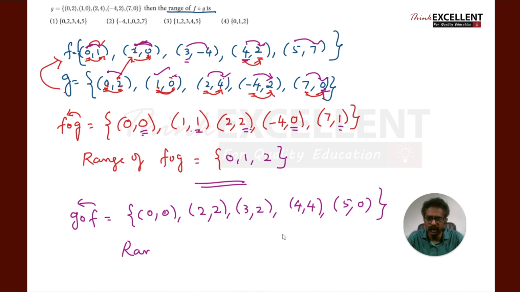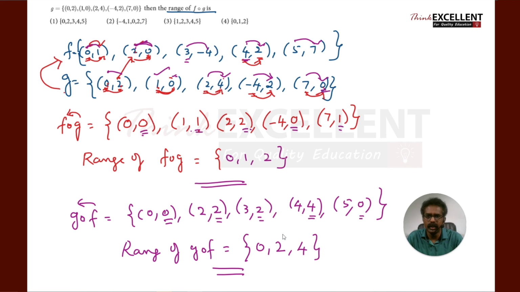If they ask the range of G composition F, you take the second elements: 0, 2, 2, 4, 0. Without repetition you write 0, 2, 4. This is the range of G composition F. But in this question, they asked only for the range of F composition G. So this is your final answer. Hope you got a clear idea about composition of functions. We'll see you in the next video.